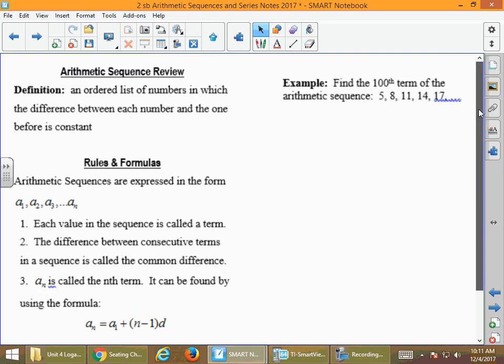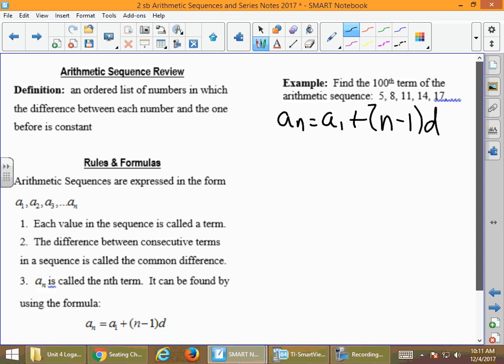It says find the 100th term of the arithmetic sequence, and start left on your paper to list out everything that we know. Because the formula that we're going to use is the one that we just looked at, a sub n equals a sub 1 plus n minus 1 times d. And what we know from the information given here from this particular sequence is that a sub 1 equals 5. And it says find the 100th term. That means that n is 100.